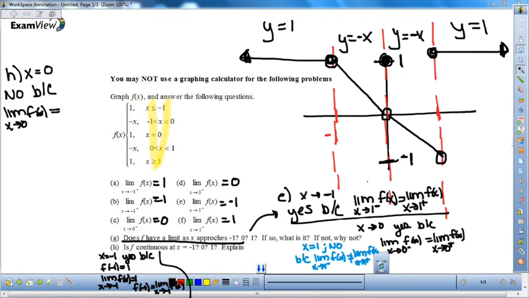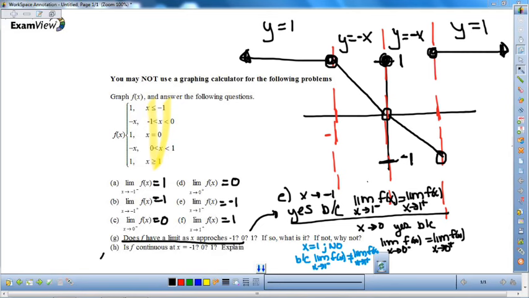Okay, so for part H, it says, is f continuous at x equals -1? At x equals -1, it would be yes, because three things occur. First of all, f of -1 is 1. The limit exists and is equal to 1, and the limit is equal to the point. To show that a function is continuous at a point, you have to show those three things: that the point exists, the limit exists, and the limit is equal to the point.